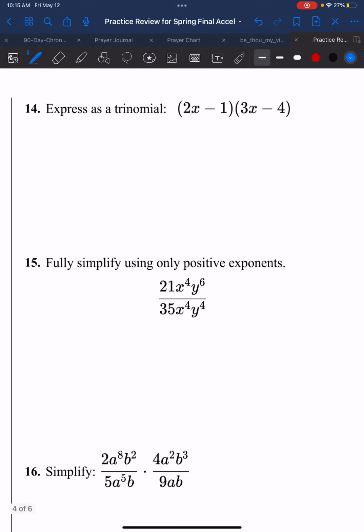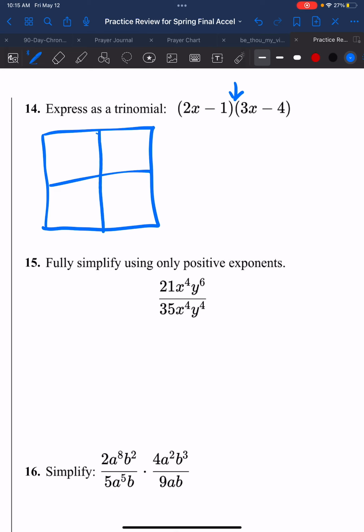Then 14 says expand, express as a trinomial. All that means is when you see parentheses just beside each other here, that's telling you to multiply, and the way that we've learned to multiply is using the box method. If you want to double distribute, you want to use FOIL, that's totally okay. But I'm going to use the box method because that's what most of us use. So 2x minus 1, and then 3x minus 4, writing those across the top and the side. And you multiply what's on each side here to get what's in here.